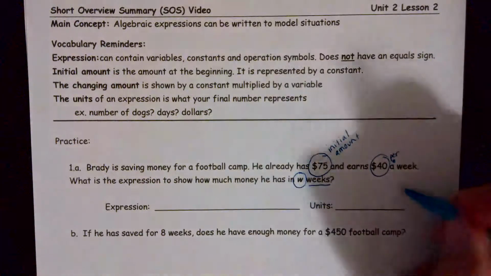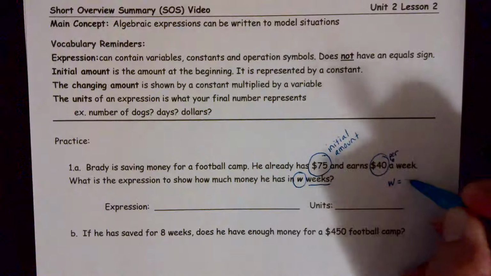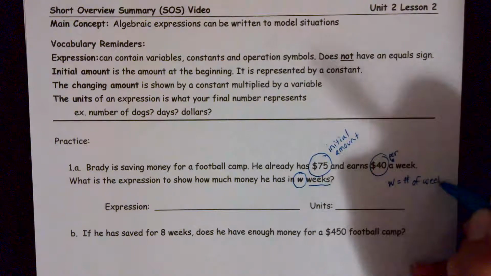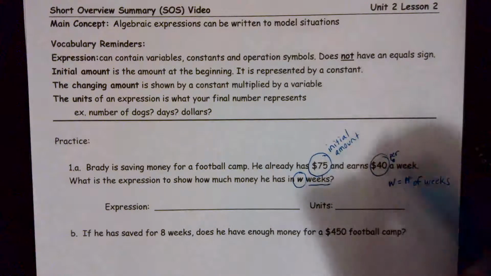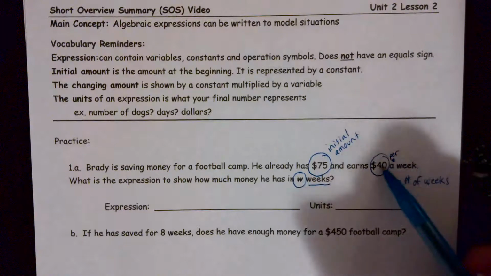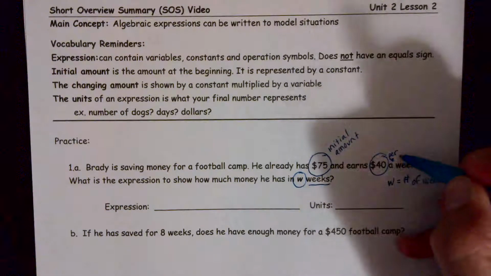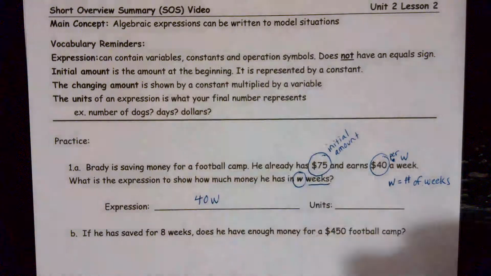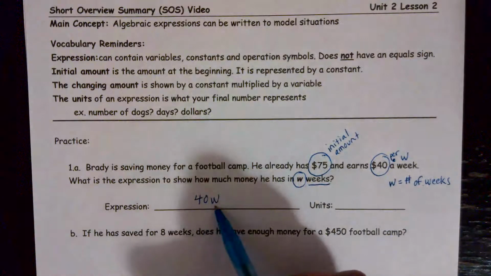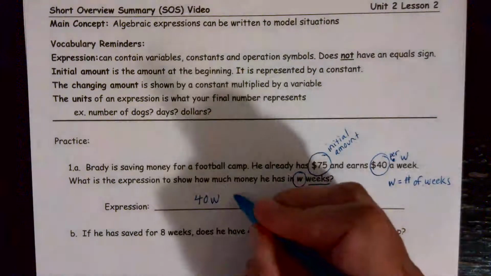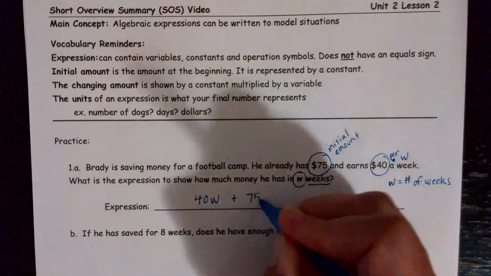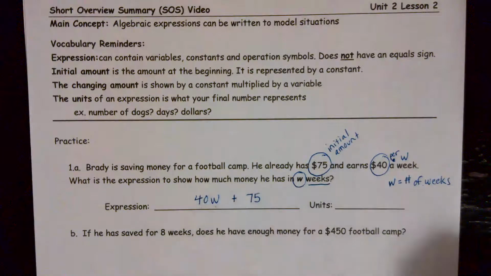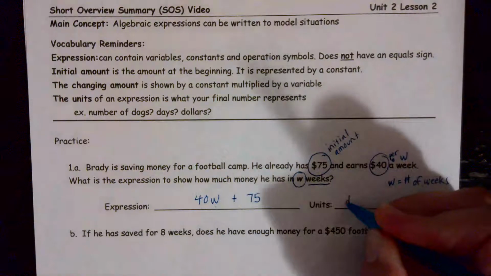When you're given a variable, write the variable off to the side and what it represents. So in this case, W equals the number of weeks. So if I'm earning $40 per week, that would be 40 times the number of weeks, W. So my expression is 40W, how much I get for 1 week times how many weeks I have, plus the amount of money I started with, which was 75. When I have the number of weeks and I multiply this, my final answer will be representing dollars.